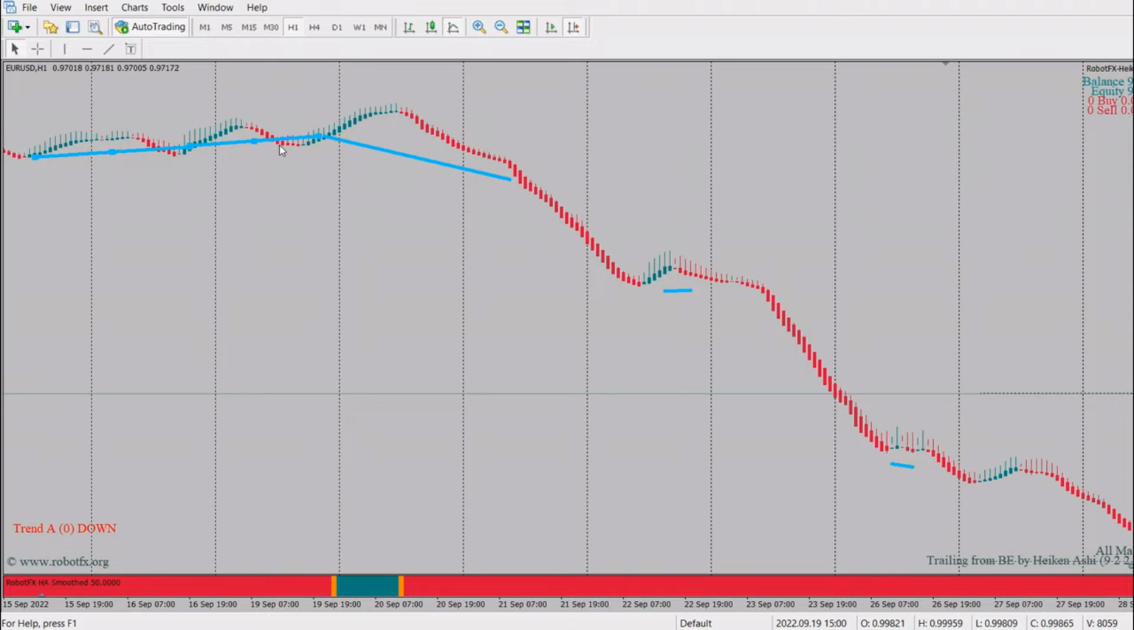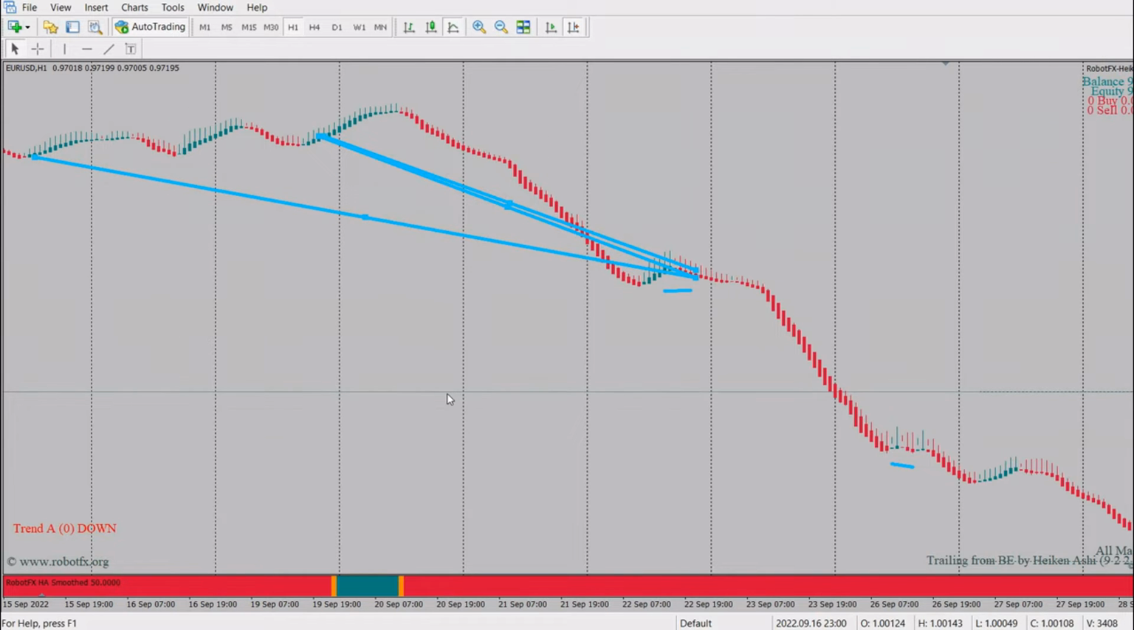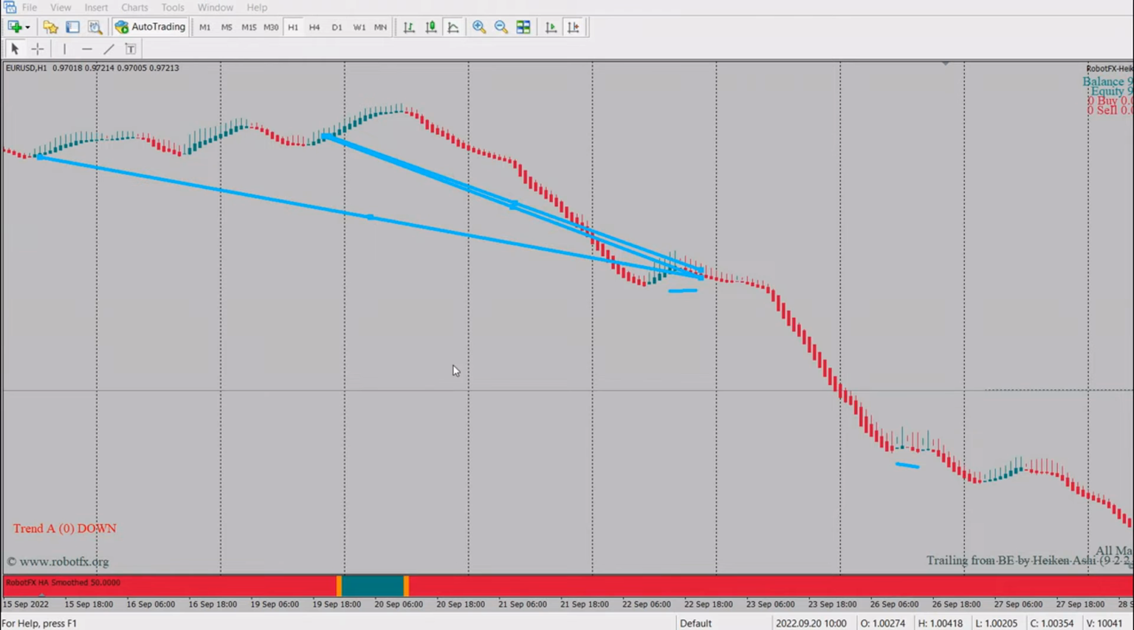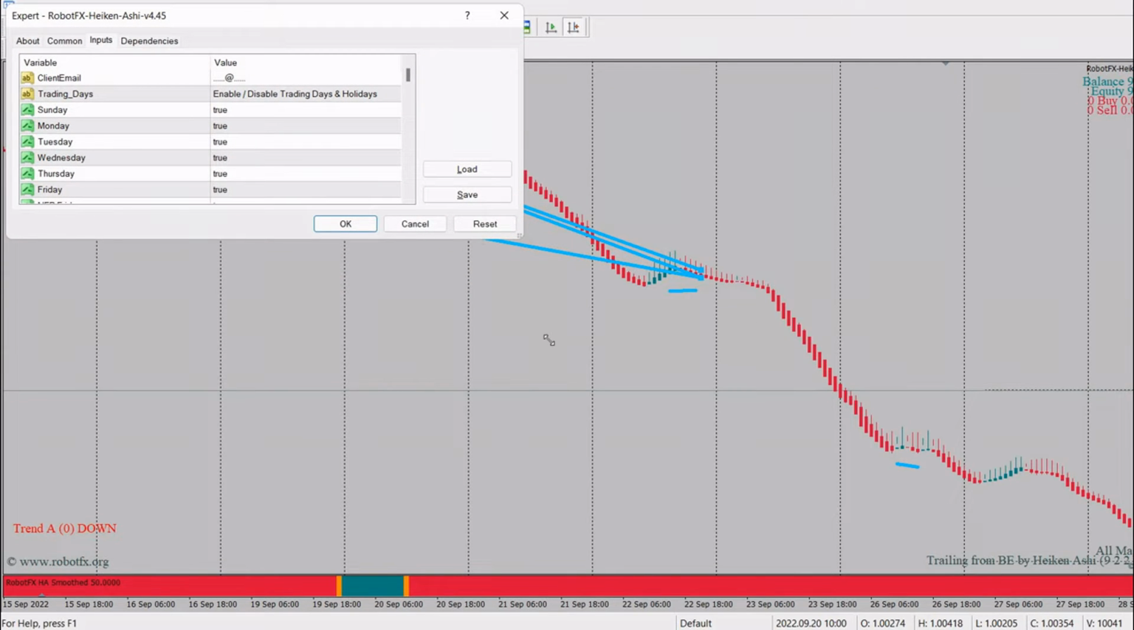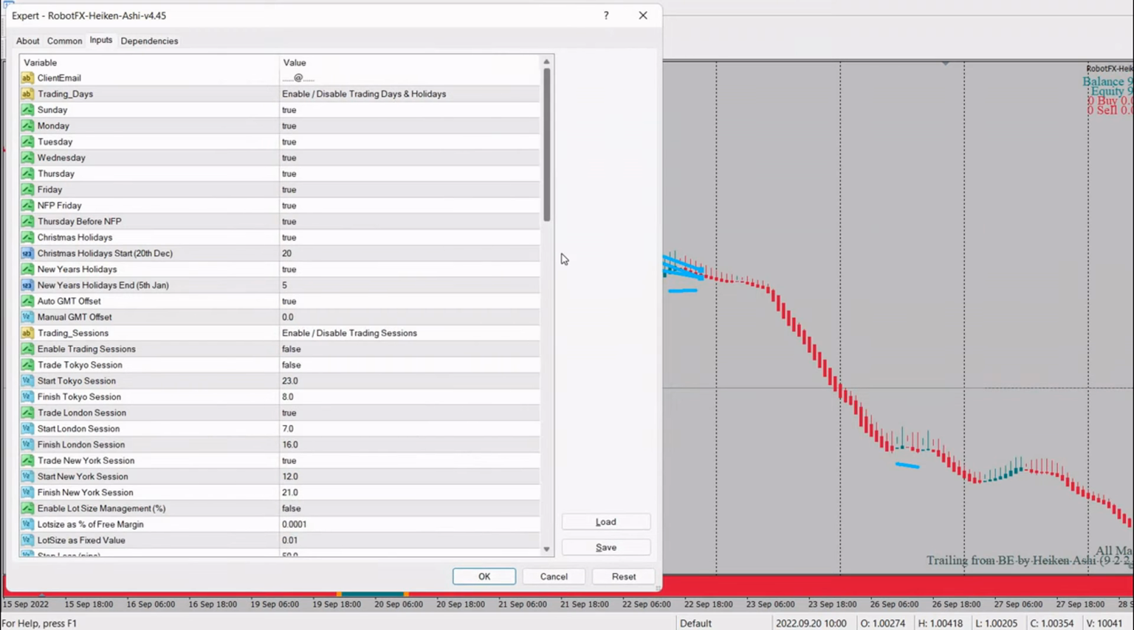And depending on how many trades you allow the expert advisor to have open at the same time, you might have three positive trades at this point. So this is one criterion and what the expert advisor settings do regarding the Heiken Ashi change of color.